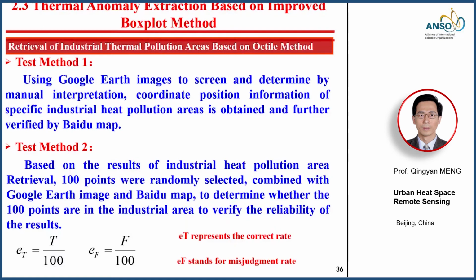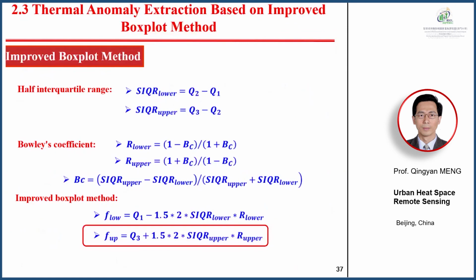And the other method is based on the result of the industrial heat pollution area retrieval. 100 points were randomly selected, combined with the Google Earth image and Baidu, to determine whether the sampling points are in the industrial area to validate the result.